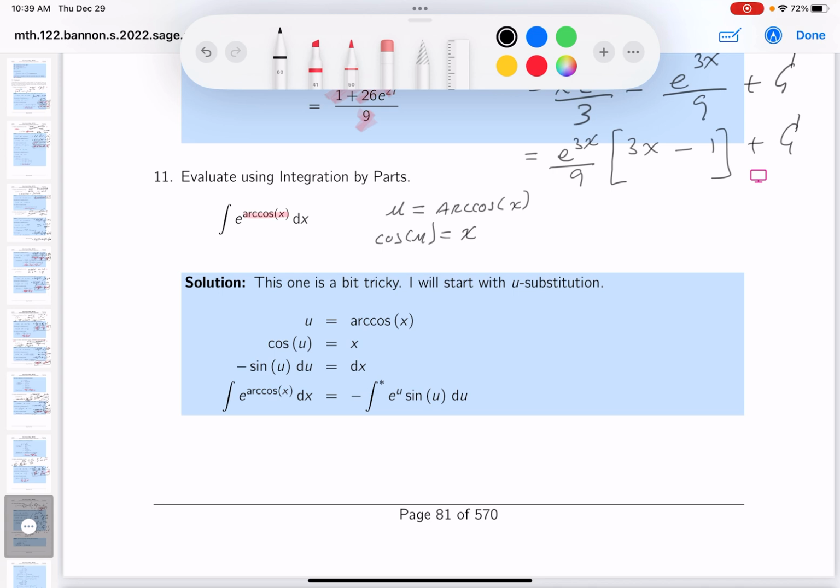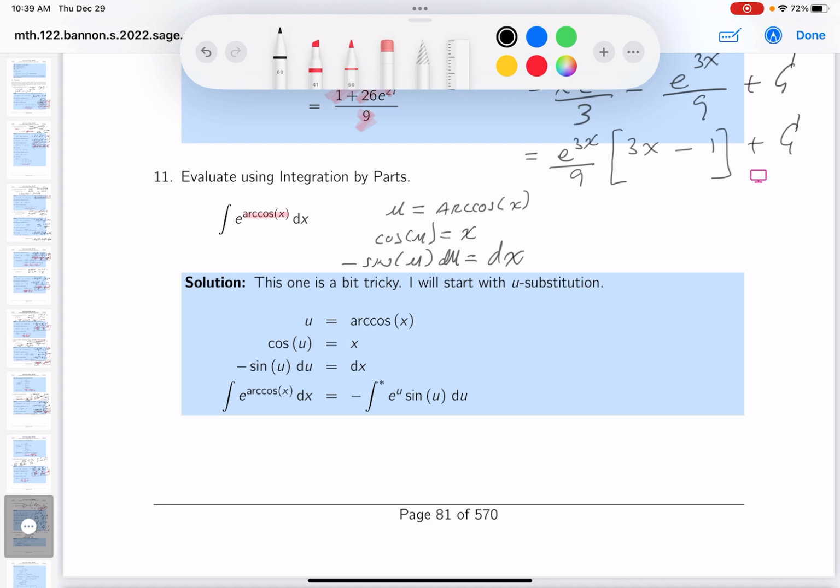Now, someone says, why would you have done that? It makes it easier for me to differentiate it. I don't have to remember how to derive arc cosine. So what do you get over here? You'd get minus sine of u du would be equal to dx. And no, I'm not using parts.